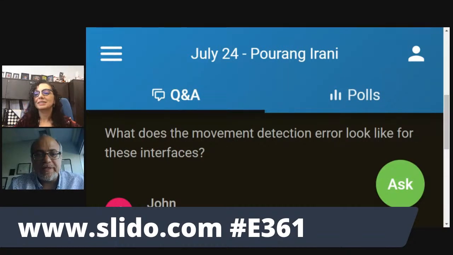What does the movement error detection error look like for? So if I'm interpreting this right, what I'm understanding from this question is the ability to select items. How accurate are we in selecting content and being able to, when you say movement, I'm assuming finger movement and so on.